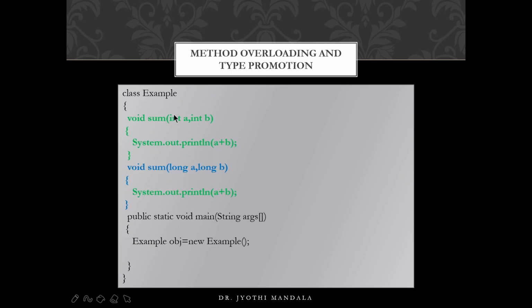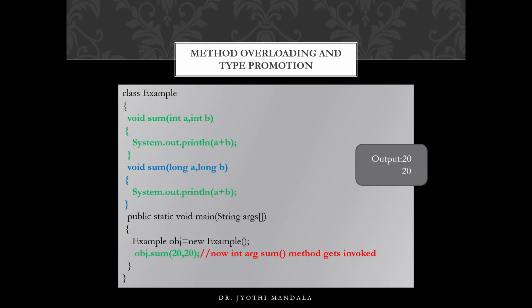You can check here, I have taken both the arguments as int, and here both the arguments as long. So both the methods have the same name, but a difference in the data type of the arguments. Both have two values only. Now whenever you call obj.sum with 20, 20, no type promotion will happen. Both are integer values and we have a method with both integer values, so it will invoke this method only. It will not call the other one. Type promotion will not be done here, because we have a method which accepts both integer values, right? So in this case you will get an output of 20 20.